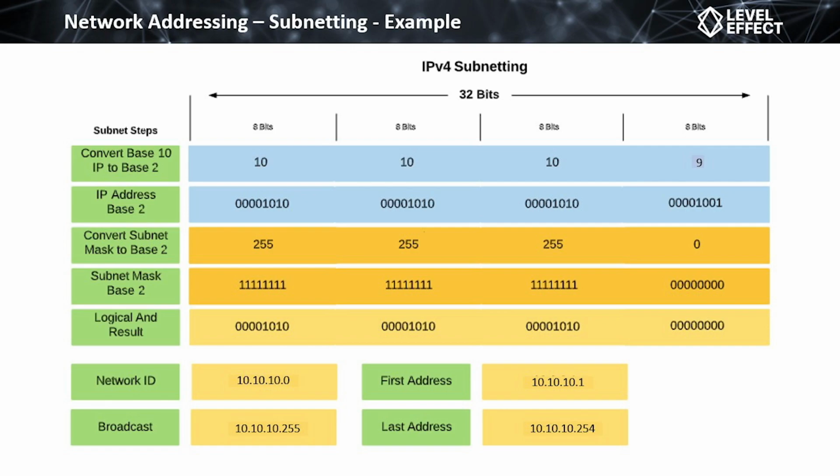00001010, that's 10. And we can see we have that 3 times because that's how you calculate 10 in binary. And then the last octet is 00000101. That's how you count up to 5 in binary.